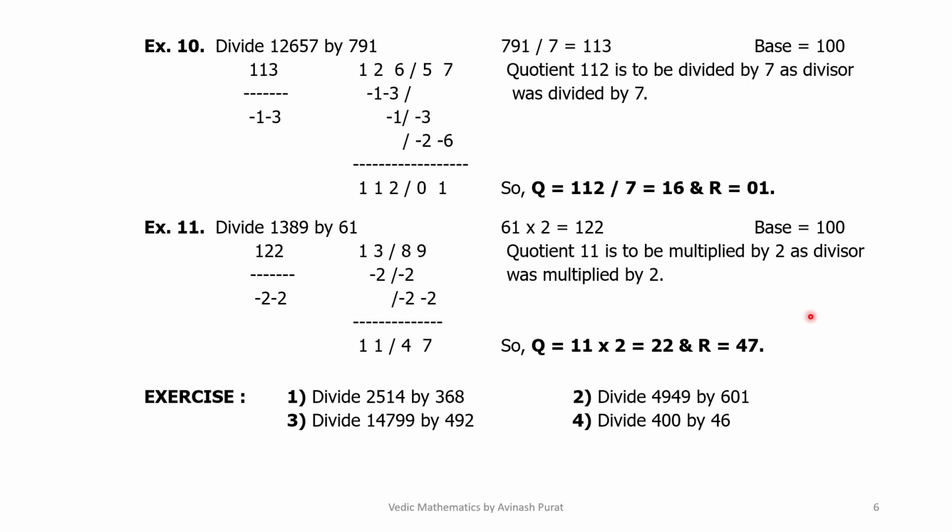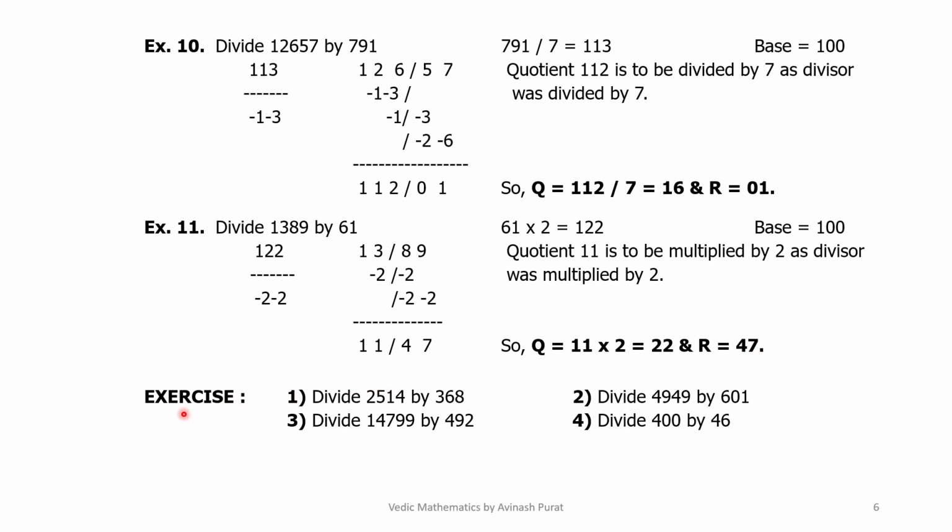So quotient 11 is to be multiplied by 2 as divisor was multiplied by 2. So quotient is 11 multiplied by 2, that is 22, and remainder is 47.